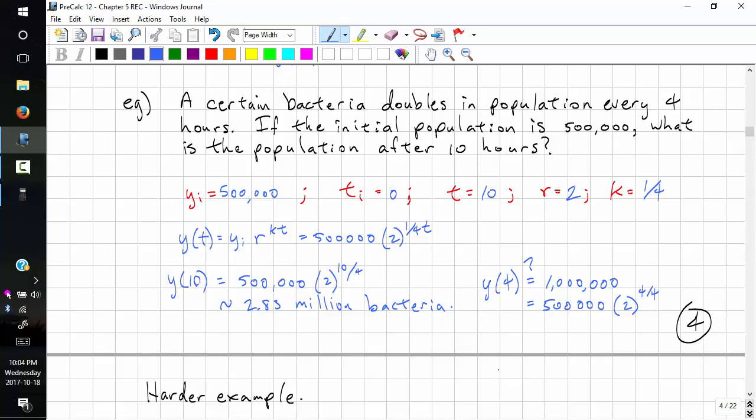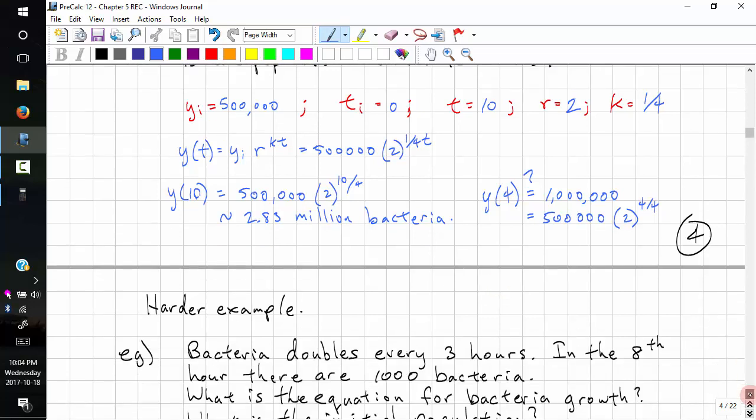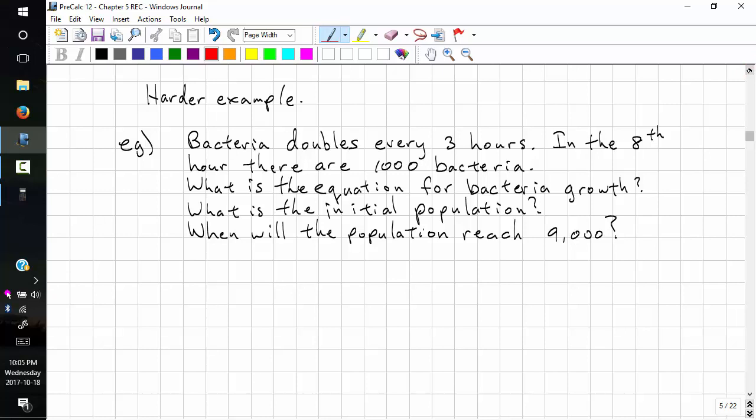Okay, let's look at a harder example. And again, on a test, it's your test. You're allowed to write, underline, highlight, whatever you need to do to pick out keywords. Bacteria doubles. R equals 2. Every 3 hours. K equals 1/3.